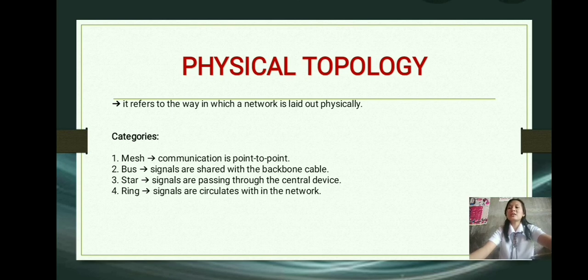The second one is that it is easier to install. So the star is easier to install. Less amount of cable is required, so the amount of cable needed is small because each device only needs to be connected with the hub. And it is robust. If one link fails, the other links will work just fine. Fault detection is easy because the link can be easily identified.